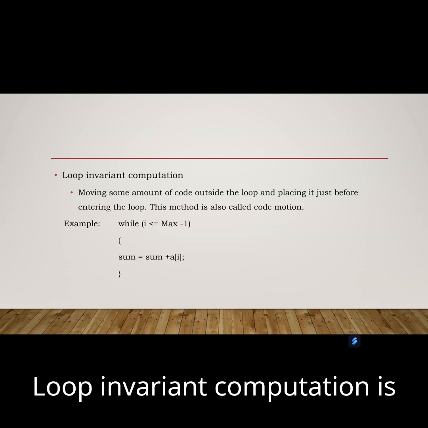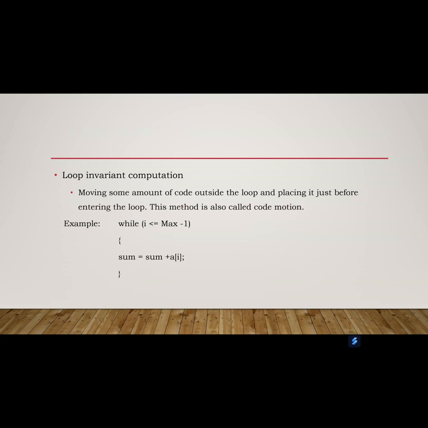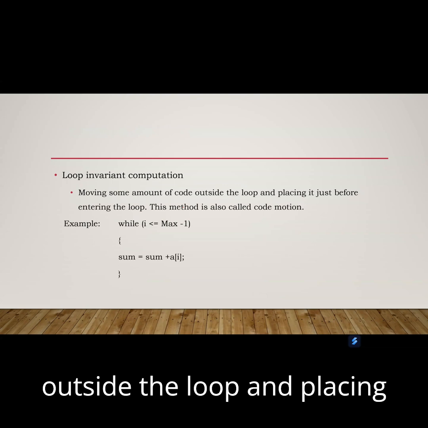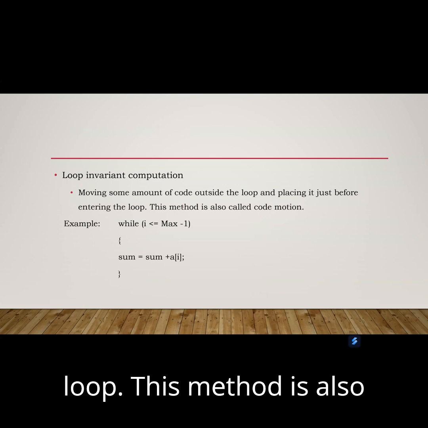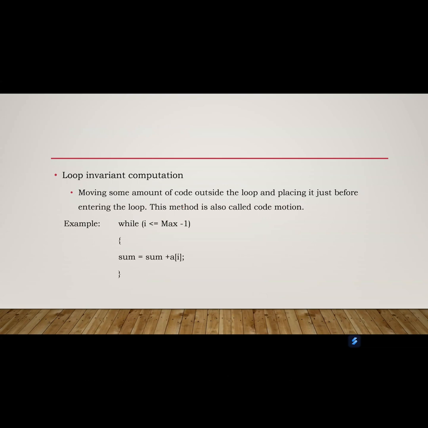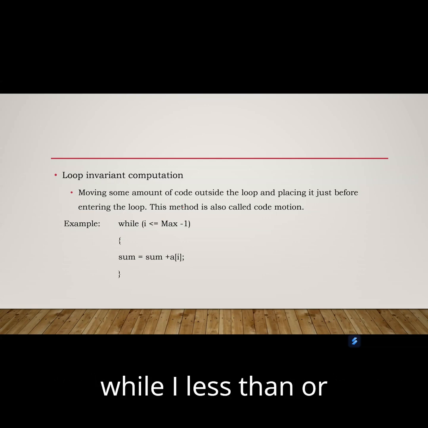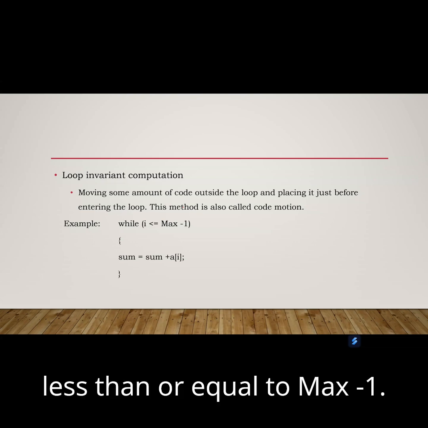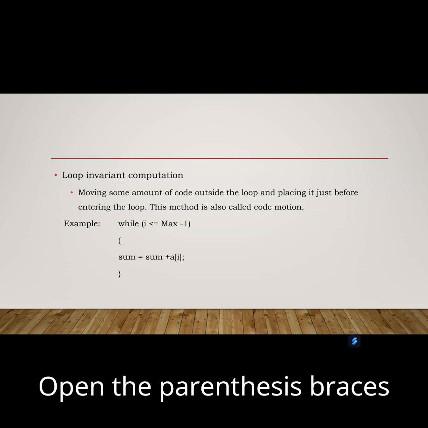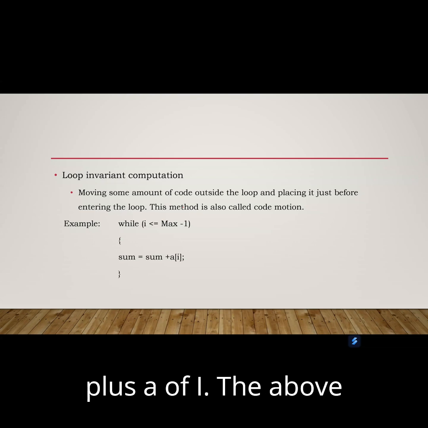Next one is loop invariant computation. Loop invariant computation is an optimization obtained by moving some amount of code outside the loop and placing it just before entering the loop. This method is also called code motion. Here we have an example for understanding. While I less than or equal to max minus 1, the condition is, I write in the condition, while I less than or equal to max minus 1. Open the curly braces, sum equal to sum plus a of I.